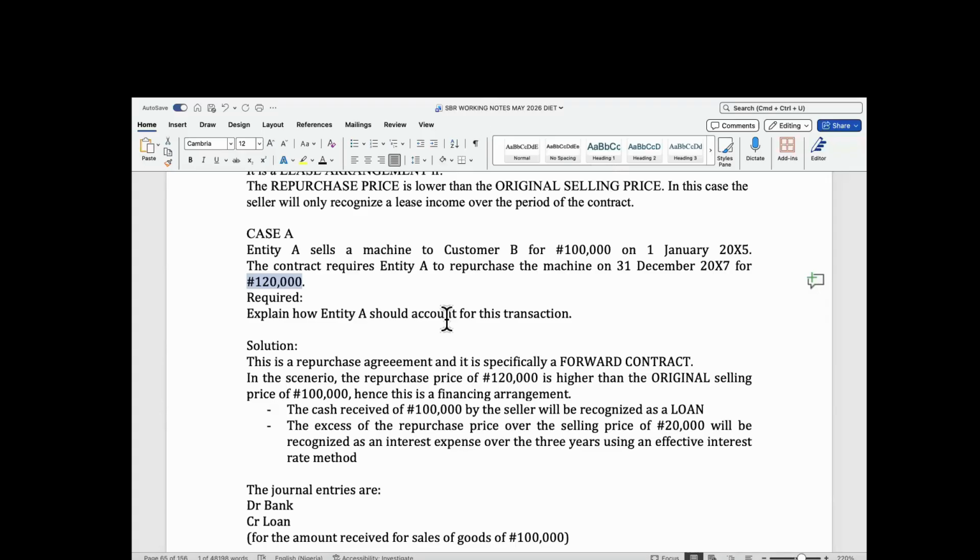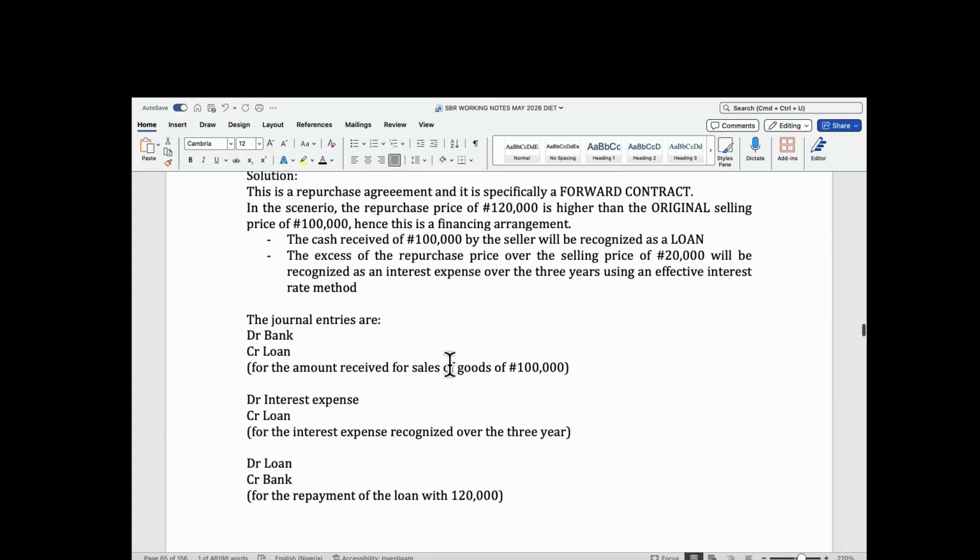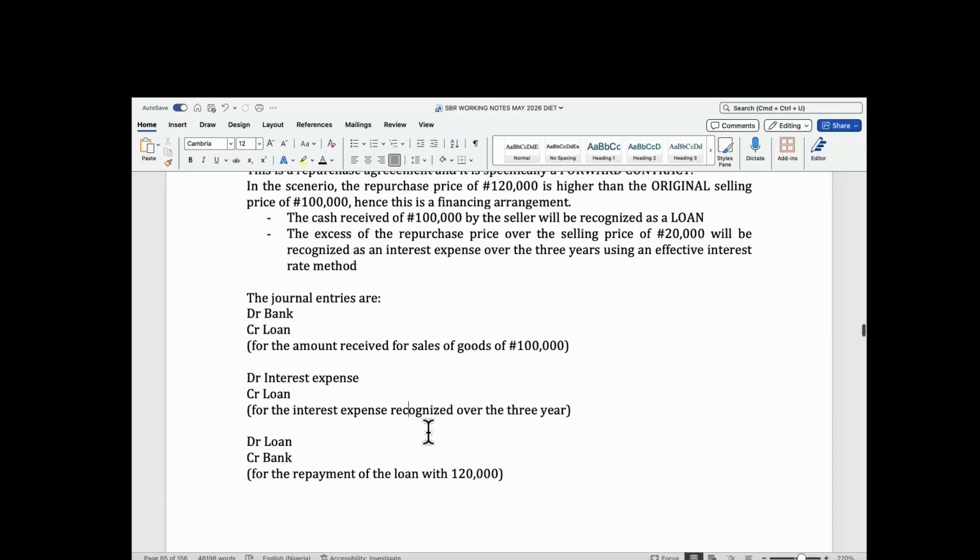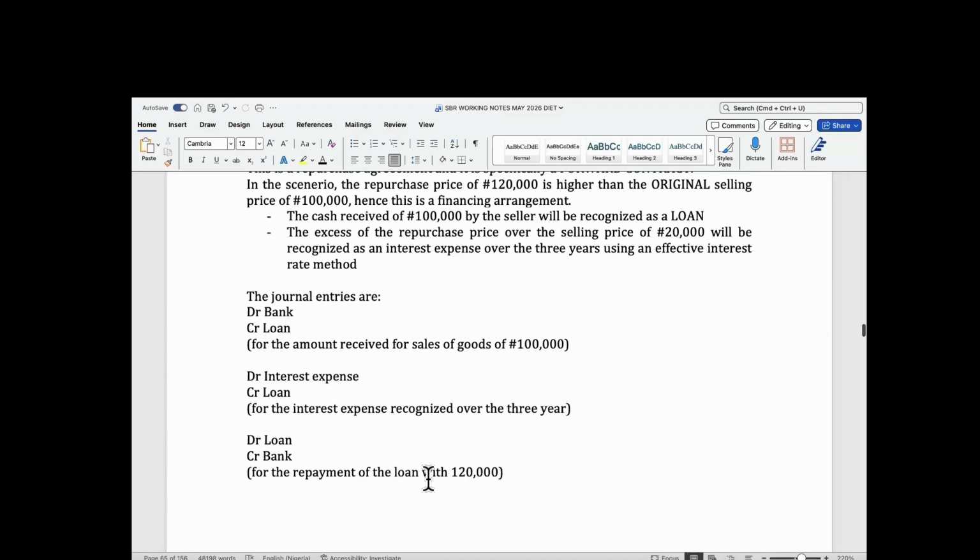And I showed you the double entry last week for each level: the loan, the initial 100,000, the interest that will be recognized over the period of the transaction, then the repayments. So the interest is like the excess of the purchase price over the original selling price.